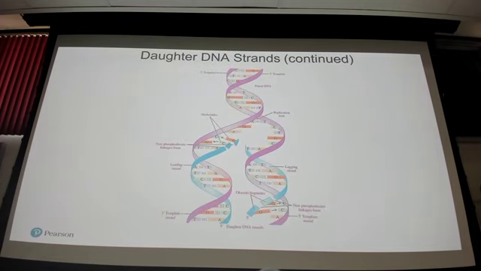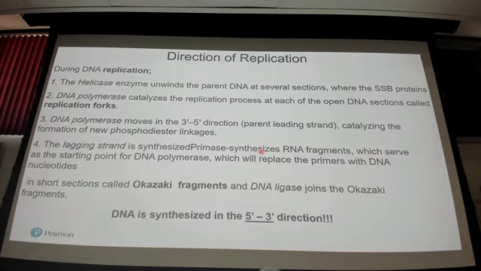So here's just another picture of that. The turquoise ribbons here are showing the daughter strands that are being synthesized. So here are the steps of DNA replication. If you go to the next slide, you can see a picture as well, whichever you want to look at to go over the steps.